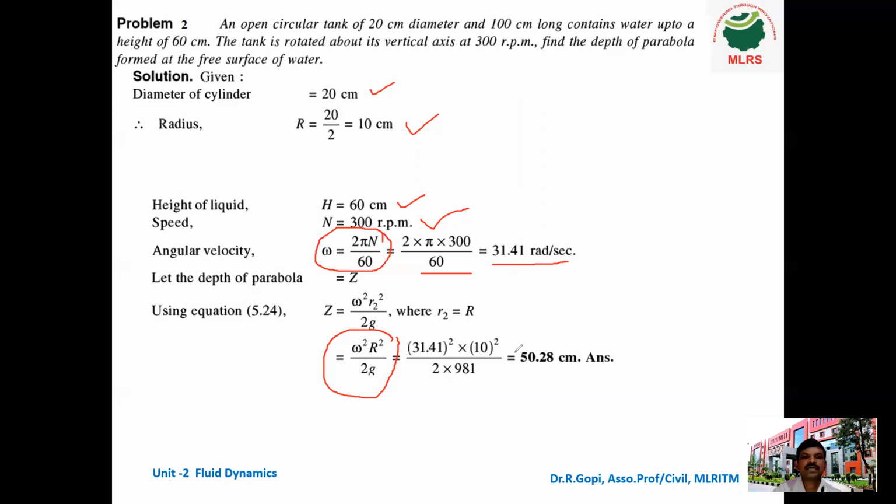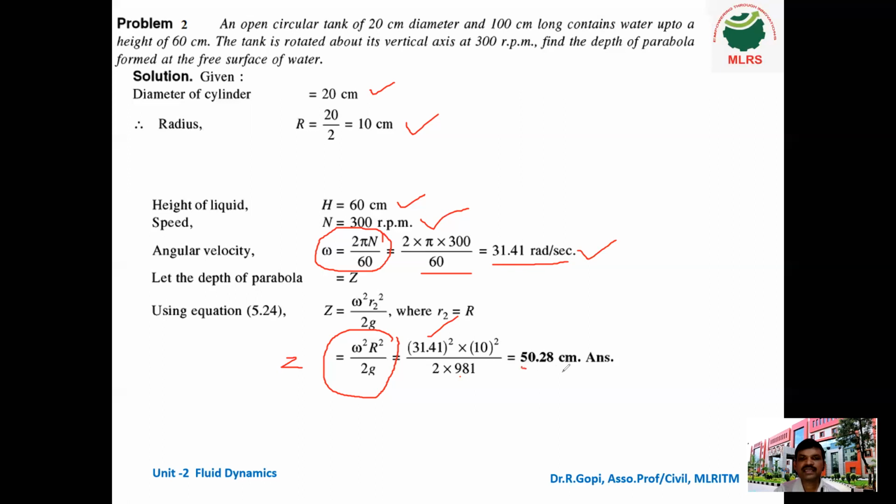Okay, so now substitute in this formula. R we already know, the radius. Once the diameter is given, the diameter divided by 2 is R. So now substitute all the values. Omega is 31.41 radians per second, and R is 10 centimeter. Either you can convert it to meter, which means 0.1 meter. So omega square into R square divided by 2 into 9.81, where g is 9.81.